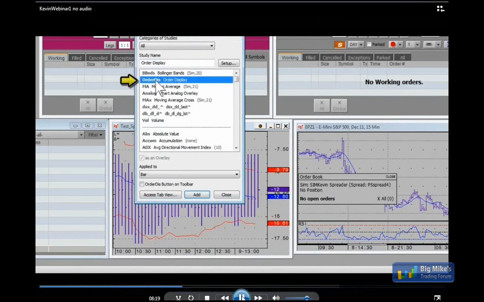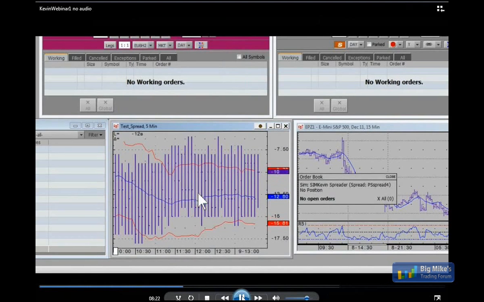In addition to the Bollinger Band study, in this video I've also added the study called Order Display. Order Display is nice because it'll actually show me any working orders at the levels that I'm working them on the chart. And in addition, it will also show me any previous fills I have on the buy side and on the sell side, which appear by default as small triangles, so I can look throughout the trading session and see where I'm getting into these spreads and where I'm getting out of these spreads.